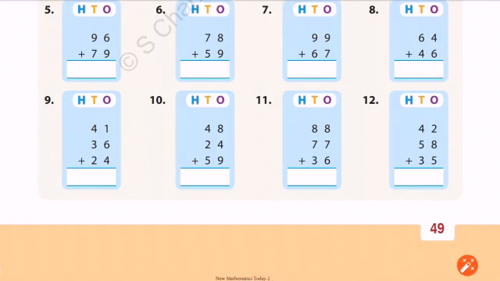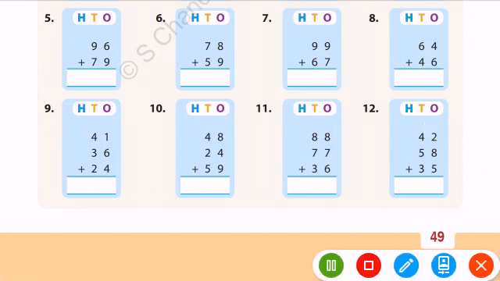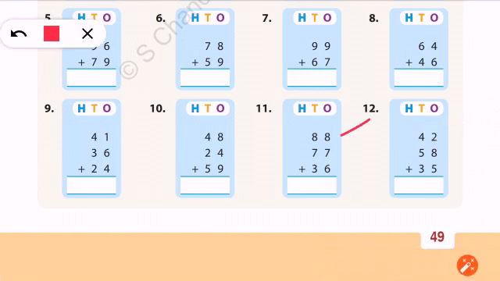Now next question. 8 plus 7 is 15. 15 plus 6 is 21. Okay, 2 will be carry. Now 8 plus 7 is 15. 15 plus 3 is 18, and 2 will be 20.